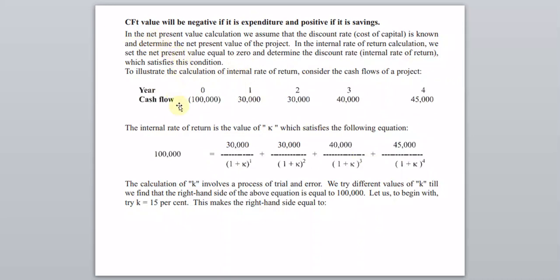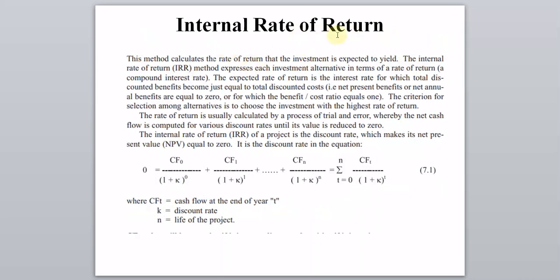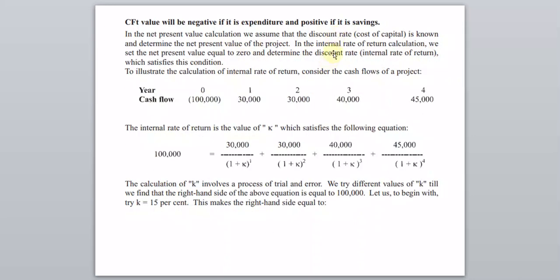So here in this case, in the net present value calculation we assume that the discount rate, that is the cost of capital, is known, and we are going to determine the net present value of the project. Now in the case of internal rate of return calculation, we set the net present value equal to 0.